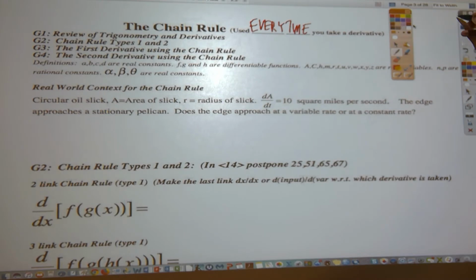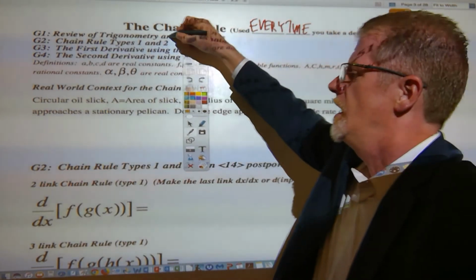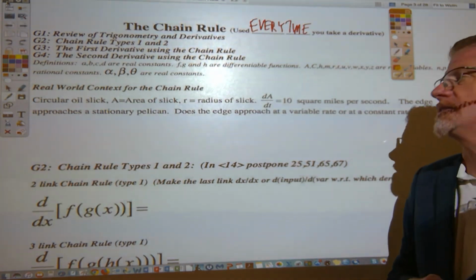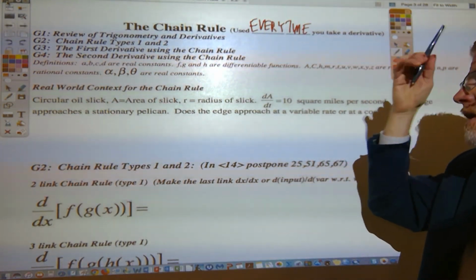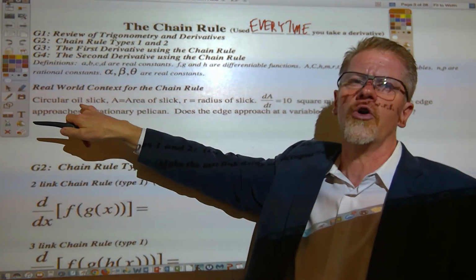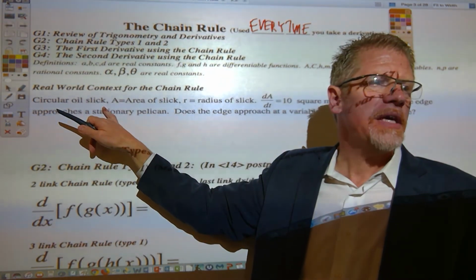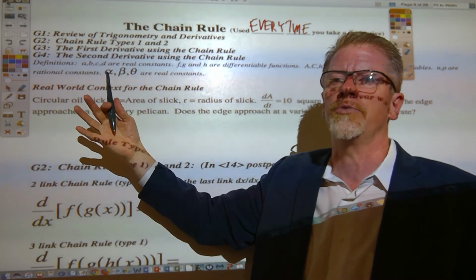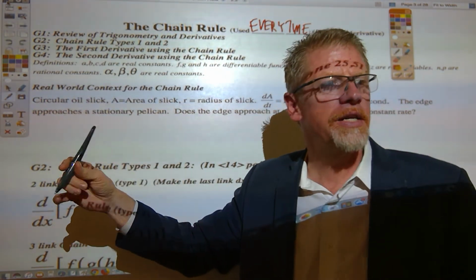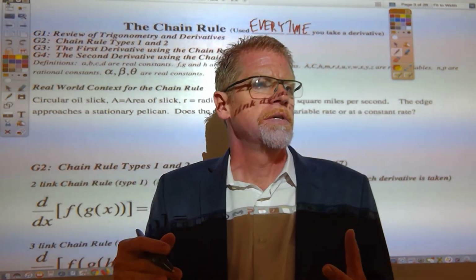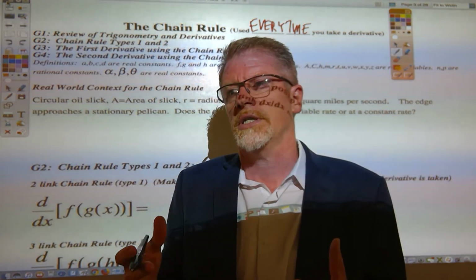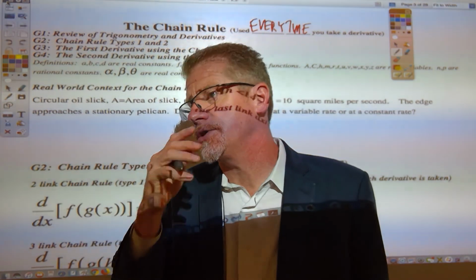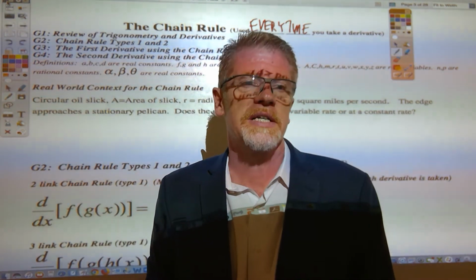Now, we have a real-world introduction here. Let's look at this real-world situation, which provides a context for the chain rule. Consider a circular oil slick. Maybe there's an oil tanker out in the Atlantic Ocean and it's just collided with an iceberg, and oil is now tragically spilling into the ocean, killing wildlife. This is not a happy example.